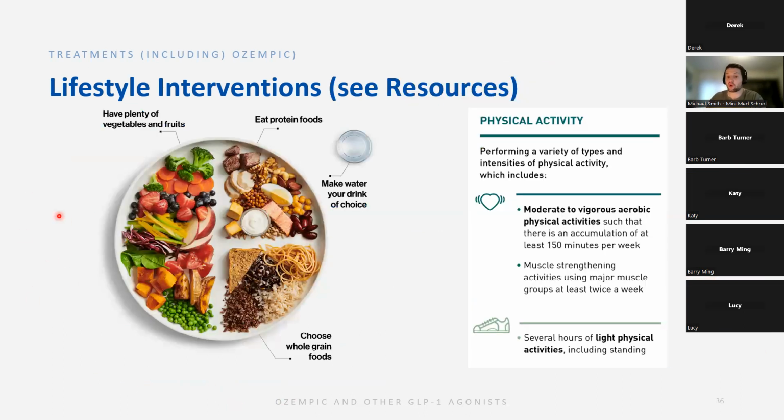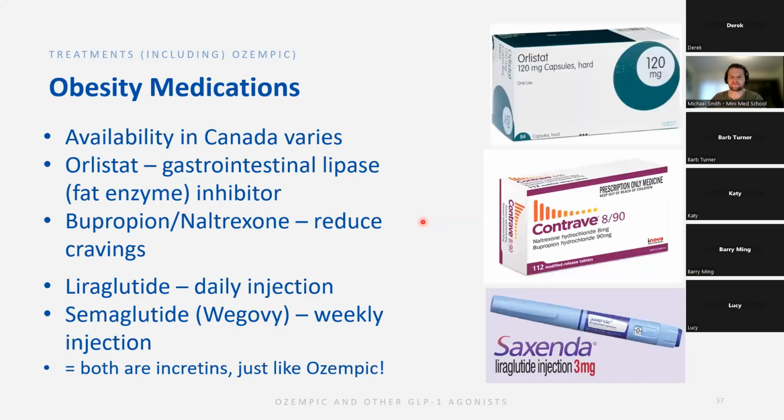And so here's some more reference for you on lifestyle interventions that I won't go into more, but here is some of the dietary intake recommendations from Canada's Food Guide. And here's more information on the physical activity recommendations from the 24-hour movement guidelines. And I've linked these at the end of the presentation for your reference. For now, though, we're going to move into talking about the medications used for the treatment of obesity.